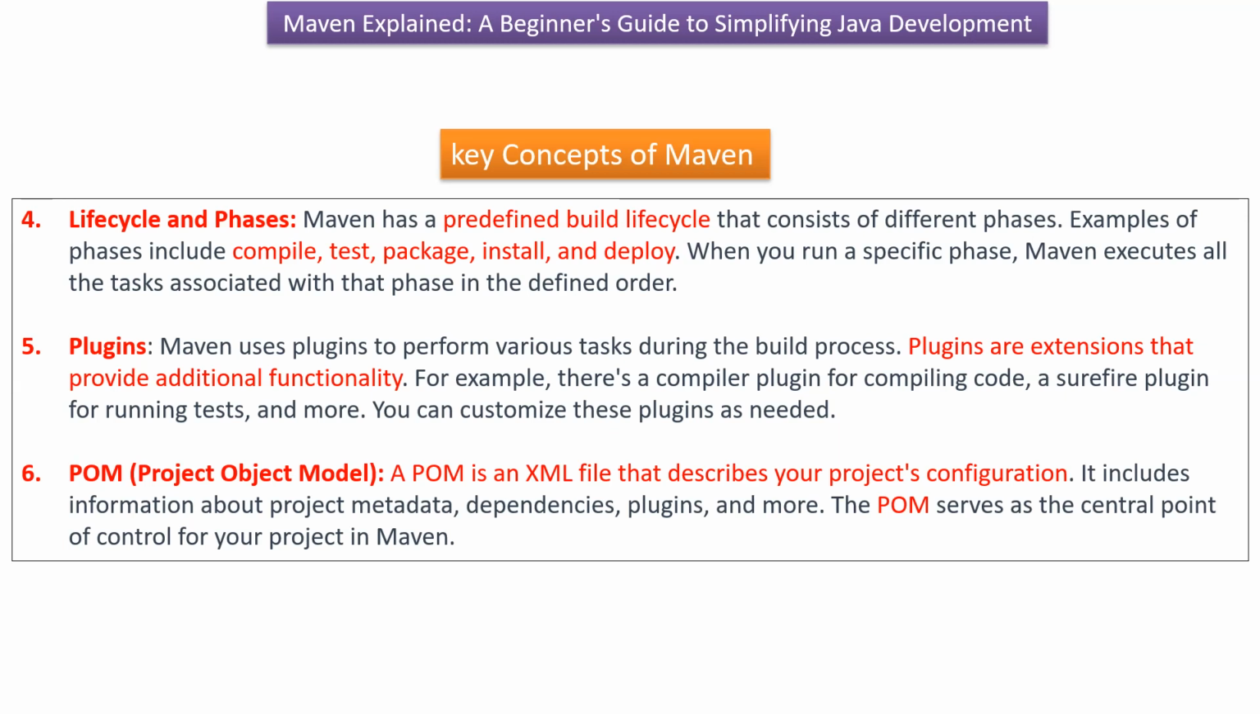Sixth one is POM. POM is nothing but Project Object Model. A POM is an XML file that describes your project's configuration. POM includes information about the project metadata, dependencies, plugins, and more. The POM serves as a central point of control for your project in Maven.